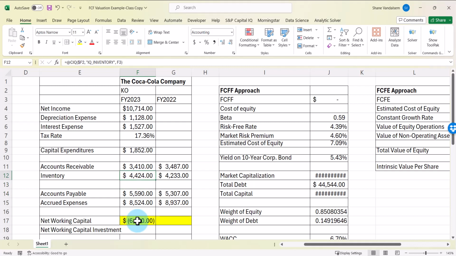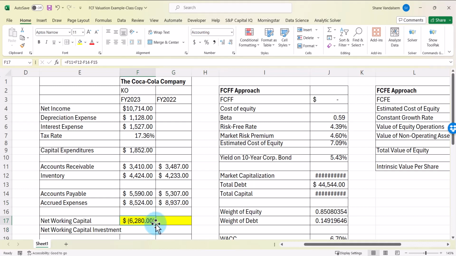Coca-Cola actually has less inventory outstanding than it does accounts payable. So it's selling its inventory faster than it owes the money back to their suppliers. And so that's a source of cash for the company. And then Coca-Cola has quite a bit of accrued expenses out here as well. And so again, these are sources of cash that don't come from investors for the firm. So they actually have negative net working capital in 2023, and also negative net working capital in fiscal year 2022.